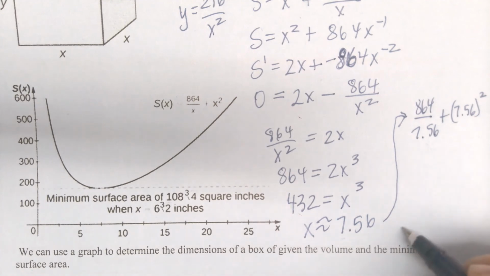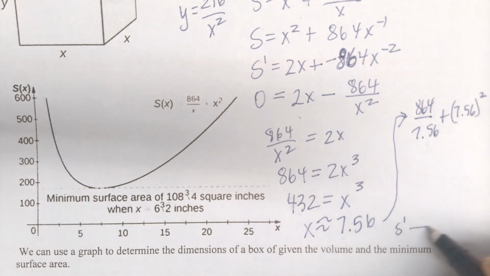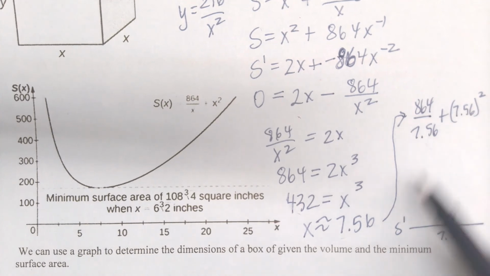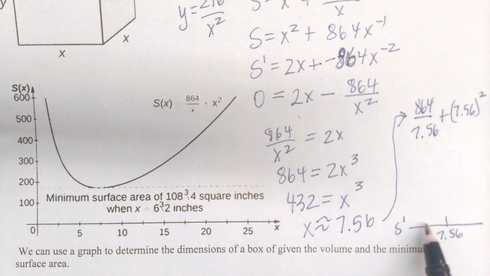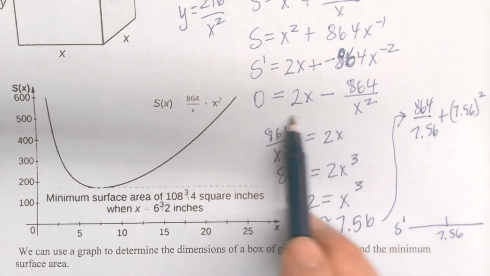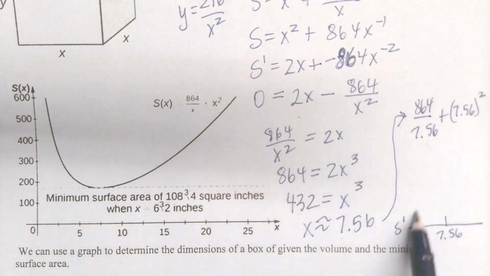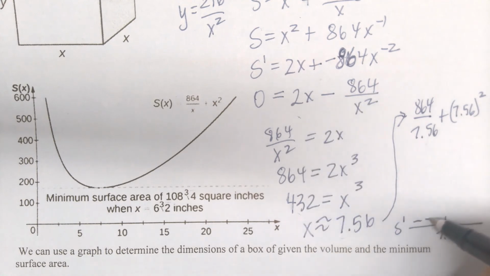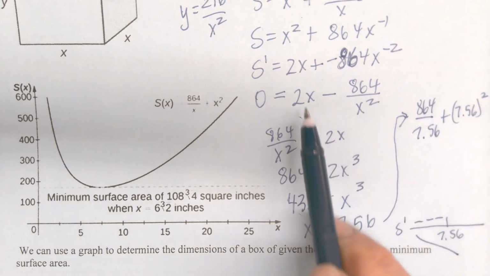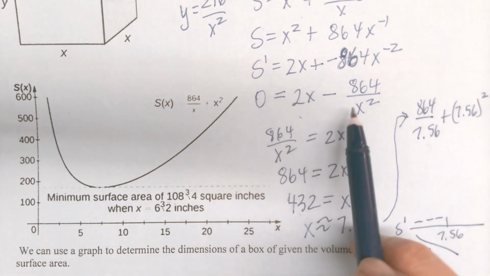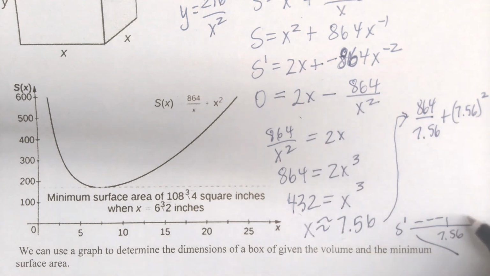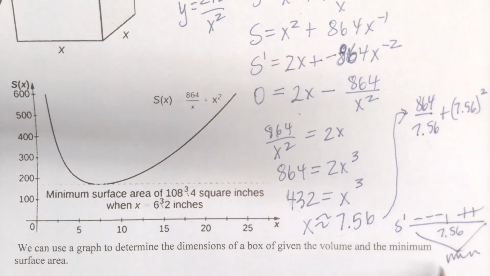I should be checking to make sure that this is a minimum. S prime chart, 7.56, because I want to make sure that I have a minimum. And so when I do that, if I do my test points, I'll put in this value. Like let's say I pick 1, that's 2 minus 864, clearly negative, decreasing. If I do something like 10, that's 20 minus 864 over 10 squared, so that'd be 8.64 or 20 minus 8.64, that's positive, so it's increasing. So this is a min like I wanted it to be.